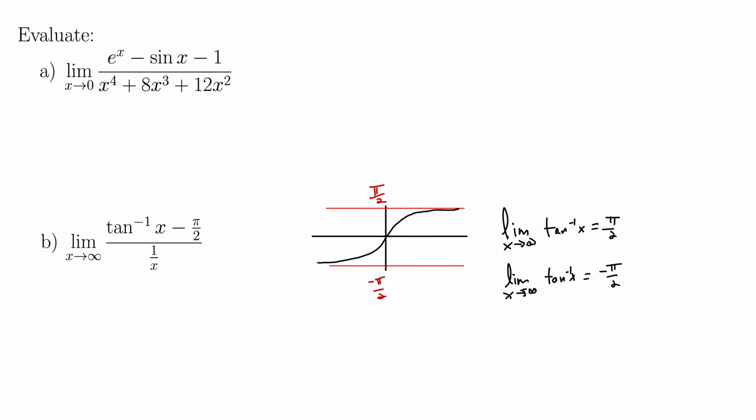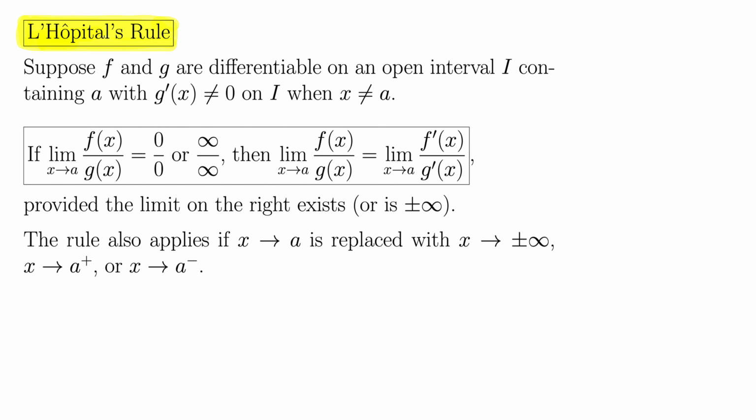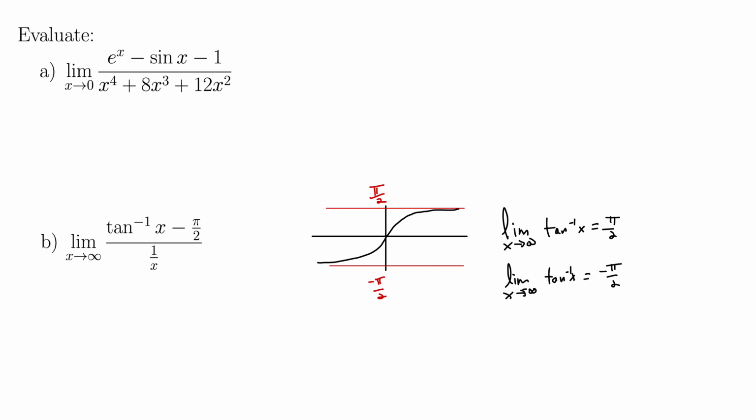Just a quick review of L'Hopital's rule. You essentially check to see that your limit without any alteration equals 0 over 0 or infinity over infinity. If that's the case, you take the derivative of the top, derivative of the bottom, and try again. Note that it's not the quotient rule. Okay, so pause the video, try these out, see what you get, and then we'll work them together.